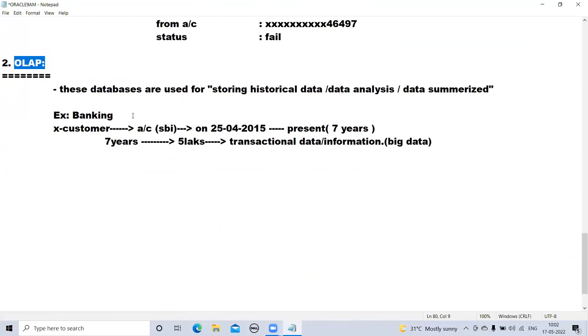They're using what now? OLAP. So OLAP is used for storing historical data, like 10 years of data, 20 years of data, 100 years of data. Suppose you establish one company, established in the 1960s or 1970s. From the 1970s to 2012, almost how many years, guys? 70, 80 years.